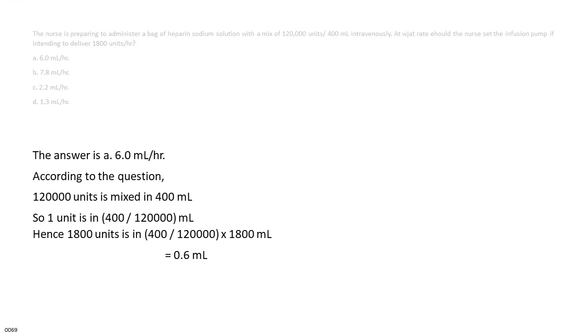The answer is A. 6.0 milliliters per hour. According to the question, 120,000 units is mixed in 400 milliliters. So 1 unit is in 400 over 120,000 milliliters. Hence 1800 units is in 400 over 120,000, multiplied by 1,800 milliliters, which equals 0.6 milliliters.